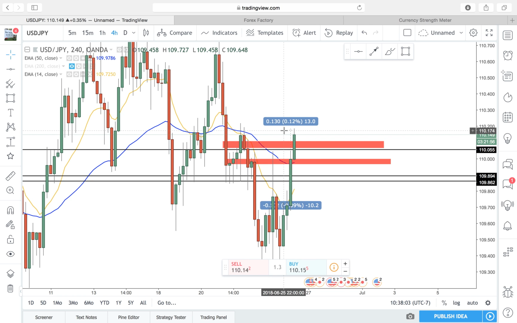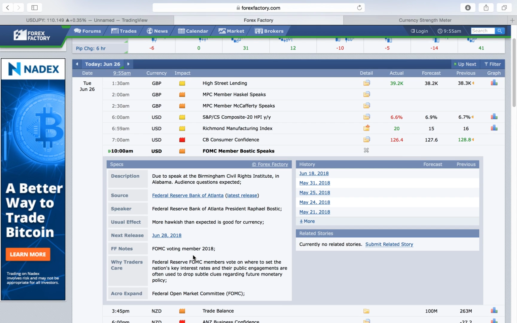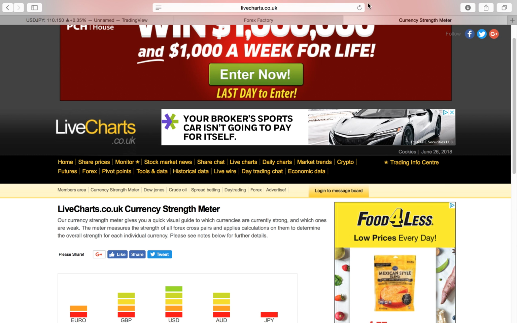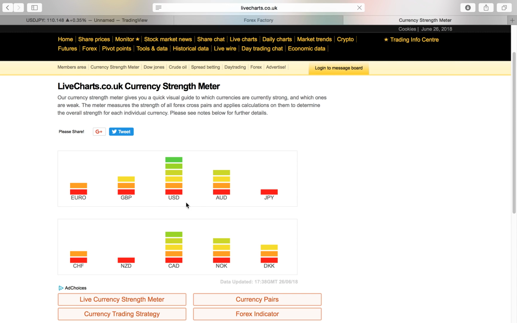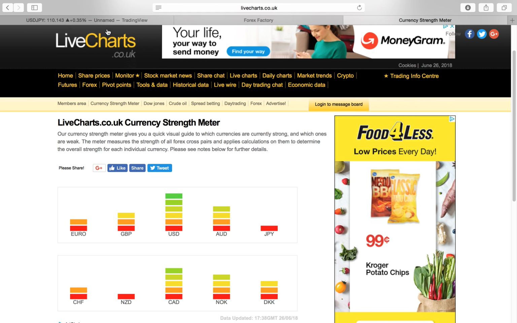I mean, this is momentum, guys. So one thing we had was news. We had FOMC member Bostic speaks. One thing about news that you got to pay attention to is if it's saying it's hawkish, expected is good for currency. What does that mean? It means that typically it's going to be going in the direction of that currency. So the US dollar was stronger in this instance, right? And it's good for currency, so it would be pushing UJ to the bullish side.